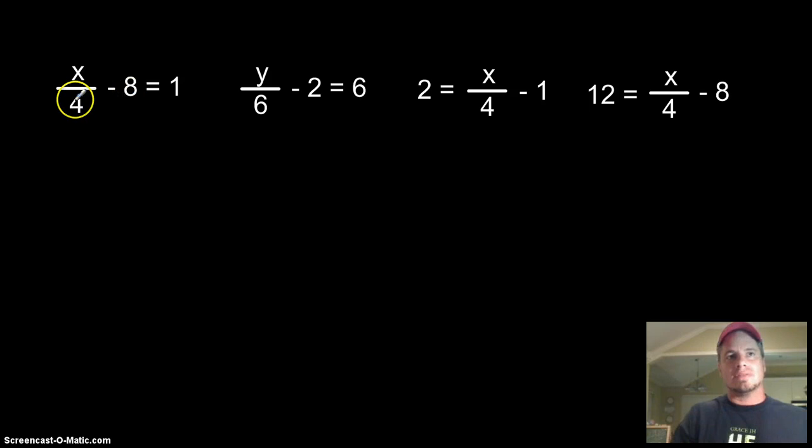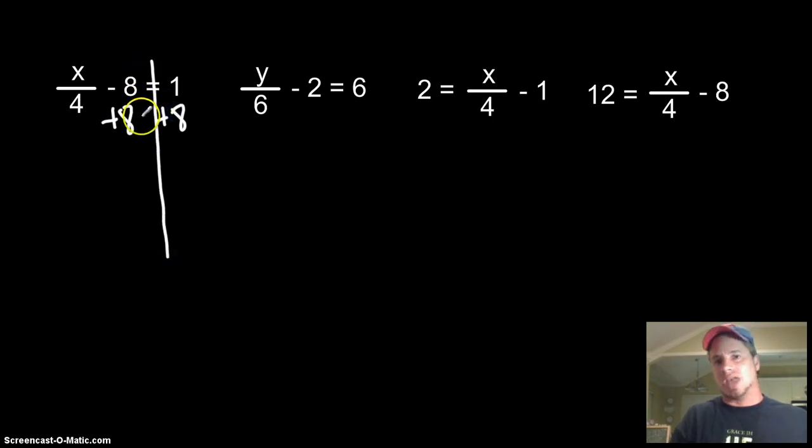Let's look here. I've got to get rid of this 4 and this negative 8. Okay, to do that, I need to do the opposite, which is add 8. I want to do that first because that's the first thing we always get rid of, whatever's added or subtracted. Okay, that gives me 9 over here, and I get x over 4 over here.